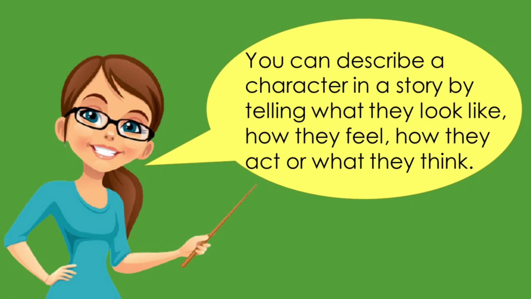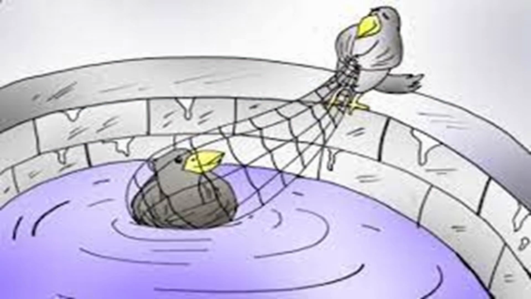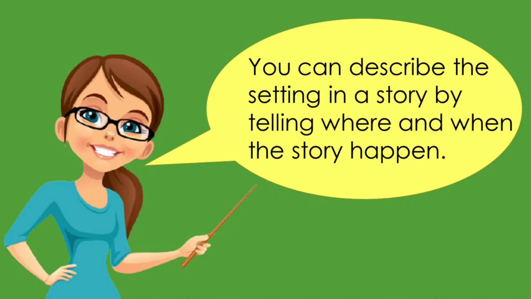You can describe a character in a story by telling what they look like, how they feel, how they act, or what they think. The setting in a story is where and when the story takes place. It is the place and time in which the story happens. Just like in the story Funny Makmak, the setting happened at the well. You can describe the setting in a story by telling where and when the story happened.